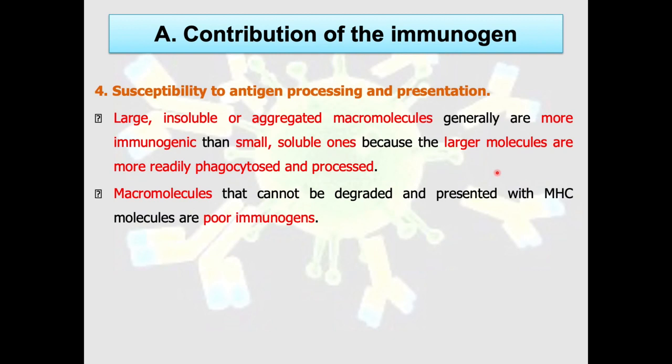The fourth one is susceptibility to antigen processing and presentation. In this type of contribution, larger, insoluble or aggregated molecules are more immunogenic as compared to small and soluble ones, because larger molecules are more readily phagocytosed and processed. If it's small and soluble, it's very difficult to recognize.